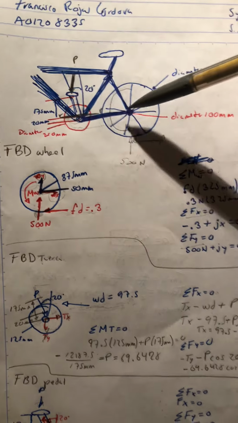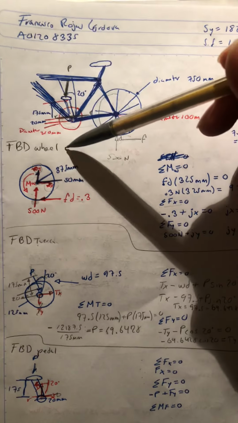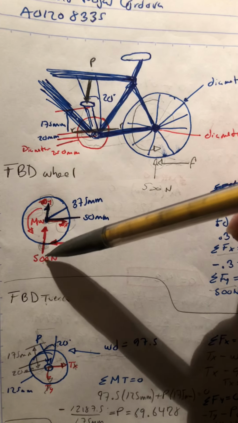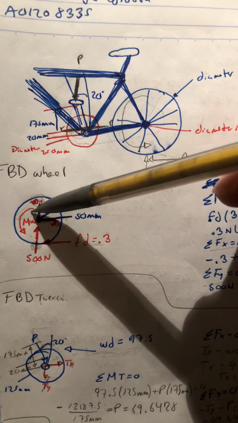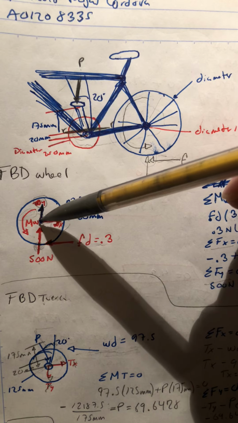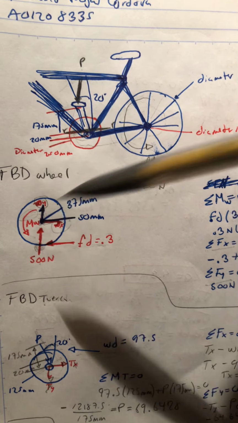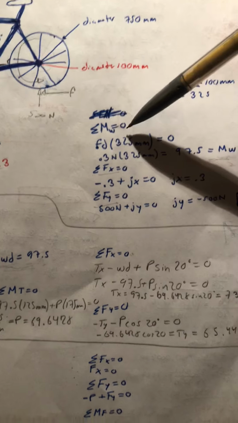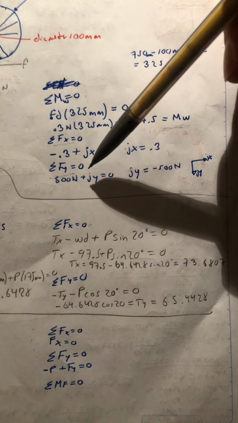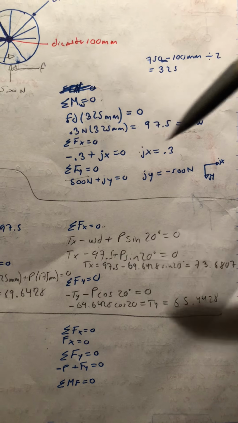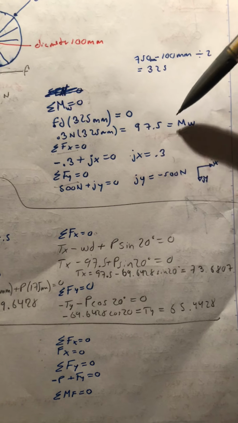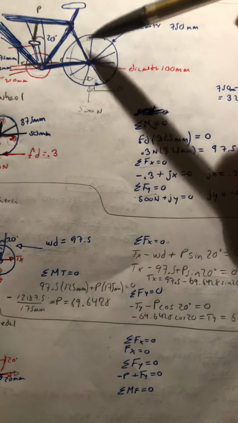So first we do the free body diagram of the wheel, which has friction, the normal force, the moment, and the force in X and in Y from the tuerca. You do sum of moments, sum of forces in X, sum of forces in Y. So we can get the moment that is exerted here.